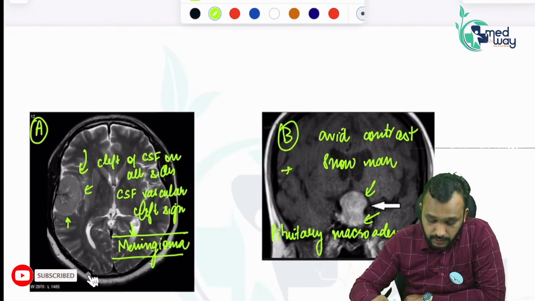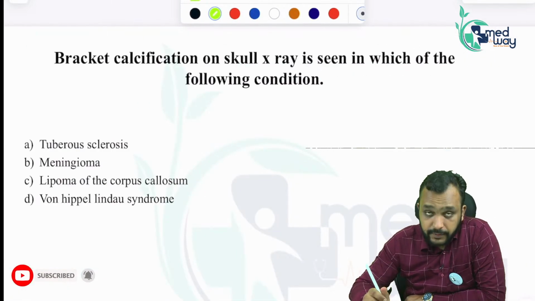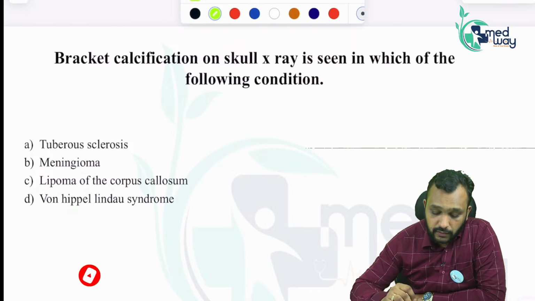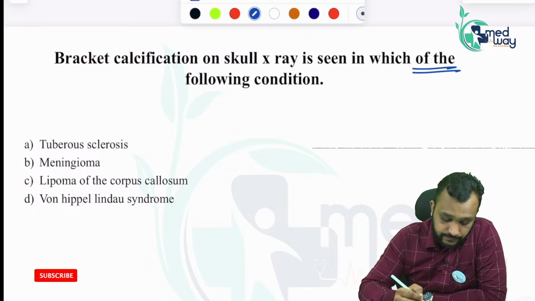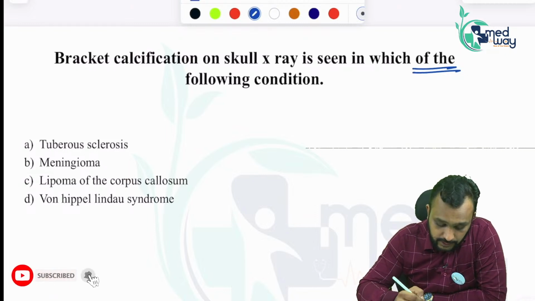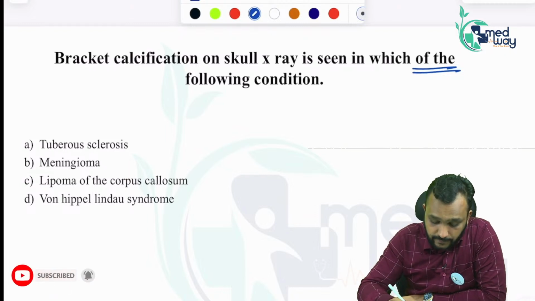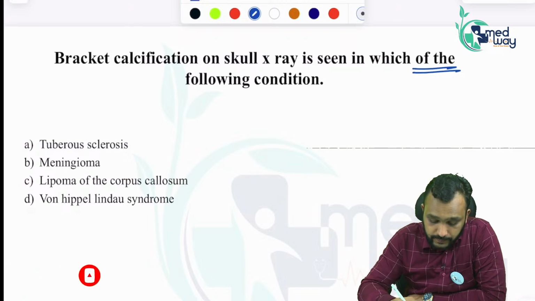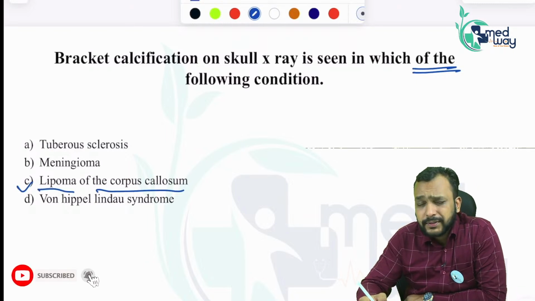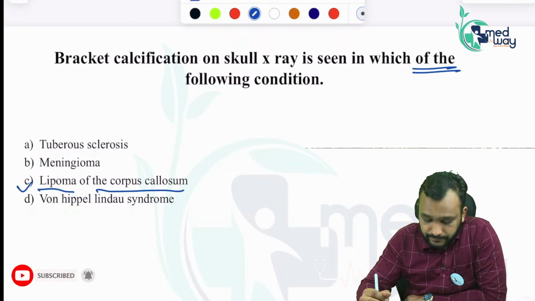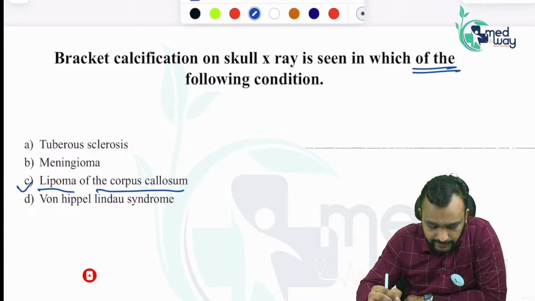Now coming to the next question, bracket calcification on skull X-ray is seen in which of the following conditions? Just remember that this bracket calcification is due to calcification in the lipoma of the corpus callosum, which is going to show bracket shaped calcification, right?